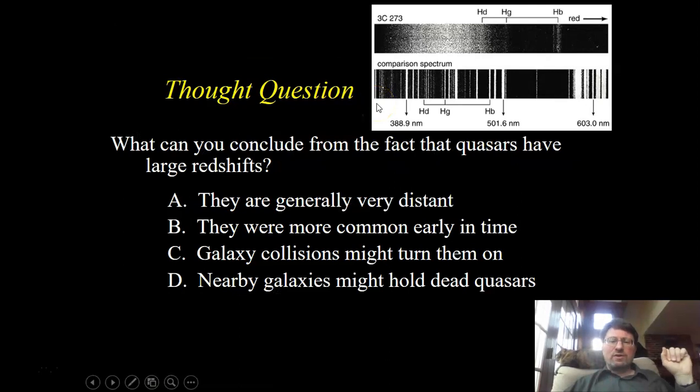Here's a thought question for you. What can you conclude from the fact that quasars have large redshifts? They are generally very distant. They were more common early in time. Galaxy collisions might turn them on, or nearby galaxies might hold dead quasars. Pause it if you like.